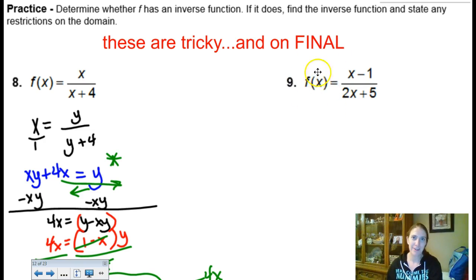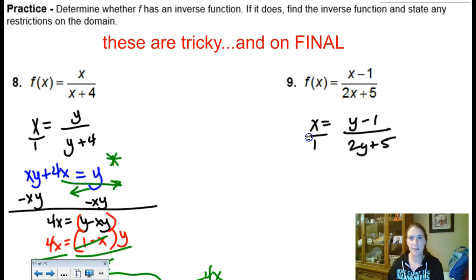All right, let's see what else we got here. Oh, this one's fun. So pretend I graphed it. Totally passes the horizontal line test. Let's find its inverse. x equals (y minus 1) over (2y plus 5). Cross multiply, because we need to free up the algebra. So x times this whole quantity down here would be 2xy plus 5x, and then 1 times (y minus 1) is y minus 1.